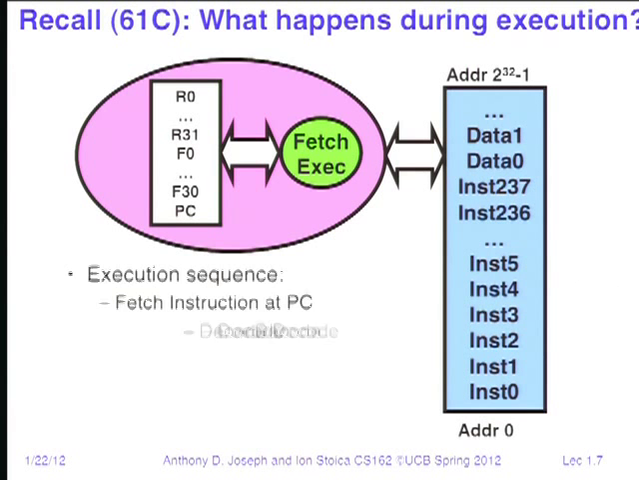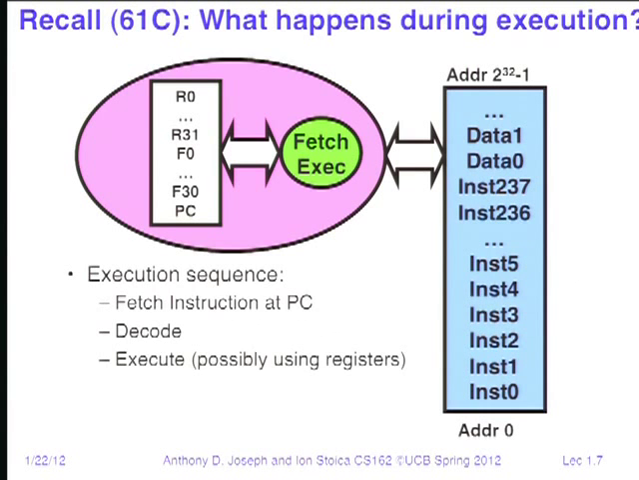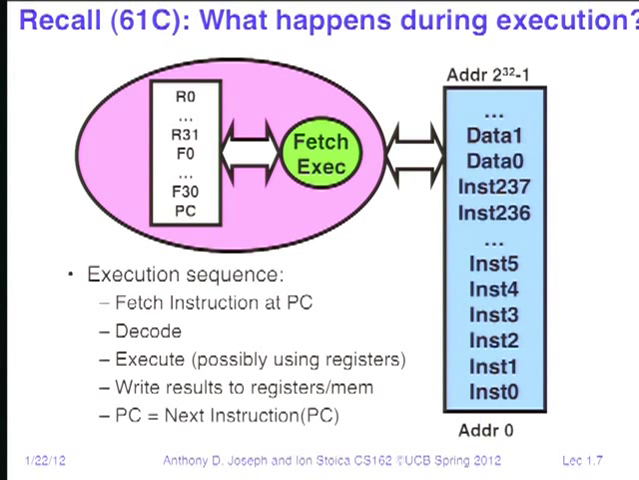So what happens? We fetch the instruction at the program counter, we decode that instruction, we execute it using the registers if necessary, and then we write the results back to registers or to memory. Okay? And then we increment the program counter to be the next instruction. And if it's an ordinary instruction, we're just simply incrementing it.